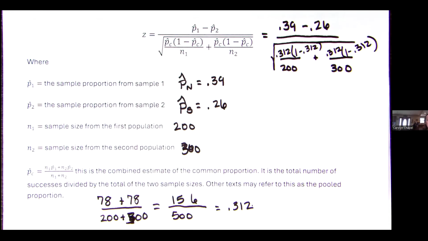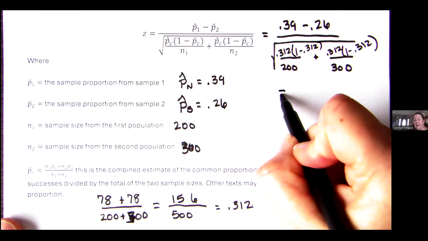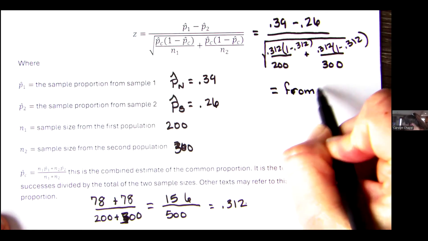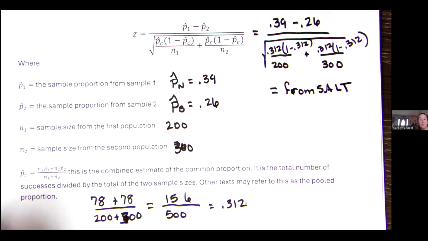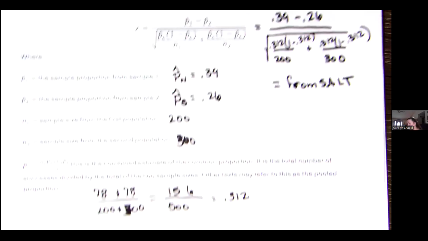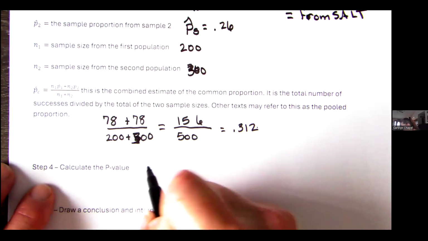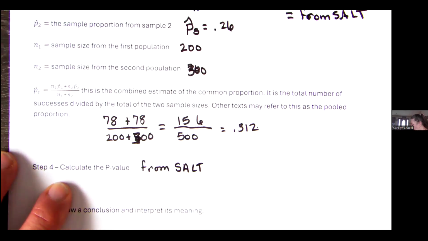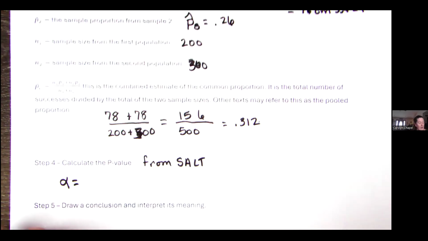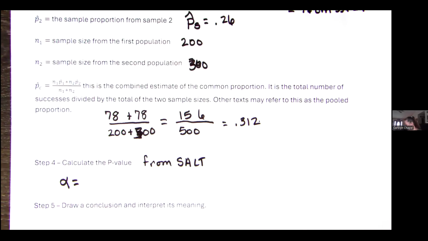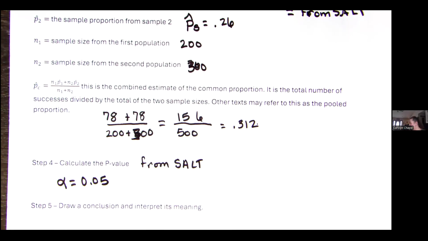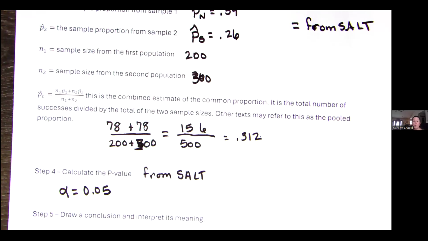And then we'd have to crank that number out. However, I am going to let SALT do the work for us. But that would be our values. Step 4 is going to be to calculate our p-value, and again, I will let that come from SALT. I also make note of my alpha level. My alpha level for this problem was 0.05. And then we'll draw conclusions and interpret our meaning. So I am going to go to SALT to do all of the work for me.